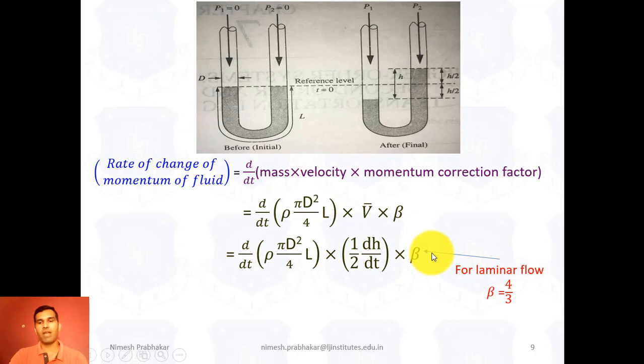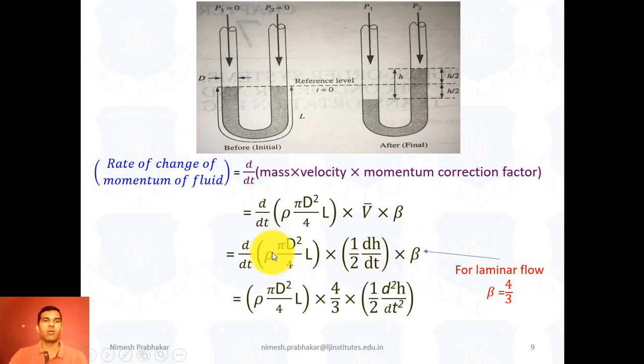So finally we get the equation: rho pi d square by 4 into L, and this beta is equal to 4 by 3, and we can write 1 by 2 dH by dt, which is V, and then d by dt. So we get d square h by dt square, this term. Okay, so this is the rate of change of momentum of fluid.